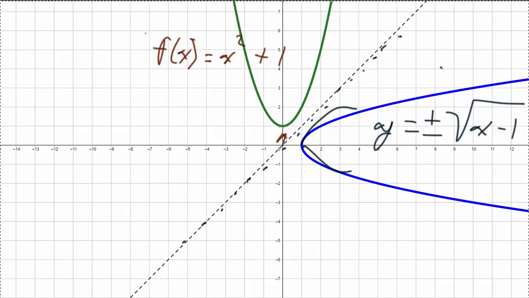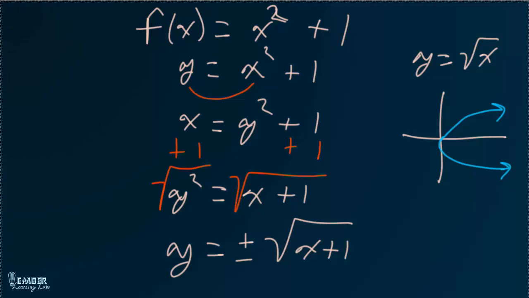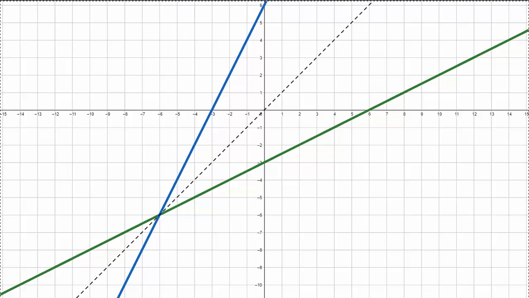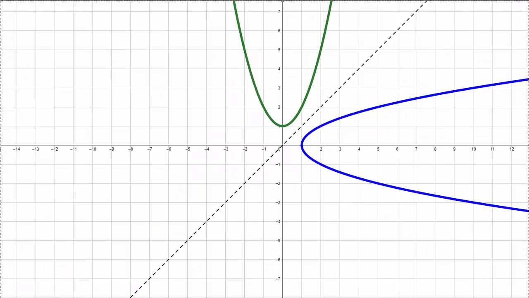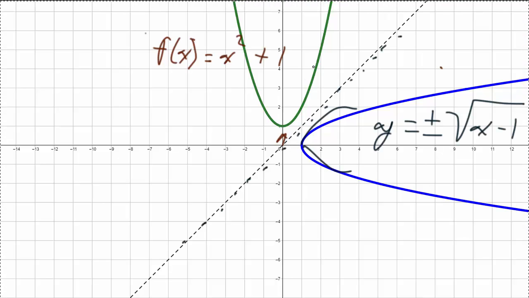If we go back a couple of levels and take a look at the linear one, you see very clearly that what an inverse does is it reflects the graph over the line y equals x. So it took this graph and reflected it over here. That's what an inverse does graphically. That makes sense? Good. I'm glad it does.